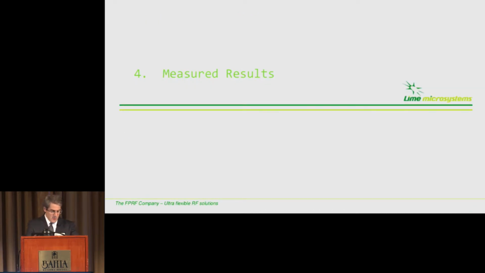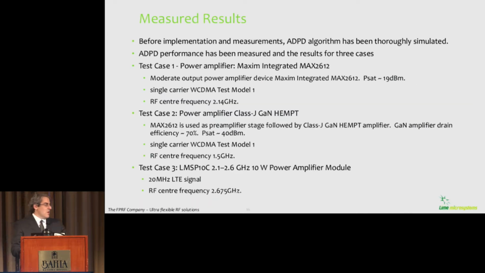Okay, now I will focus on measured results. It's important to say first that, before implementation and measurements, our algorithm has been thoroughly simulated, and I will present you only the measured results. So we had 3 cases. Test case 1, we use a power amplifier, Maxim integrated, that is a moderate output power amplifier with saturated power of 19 dBm.